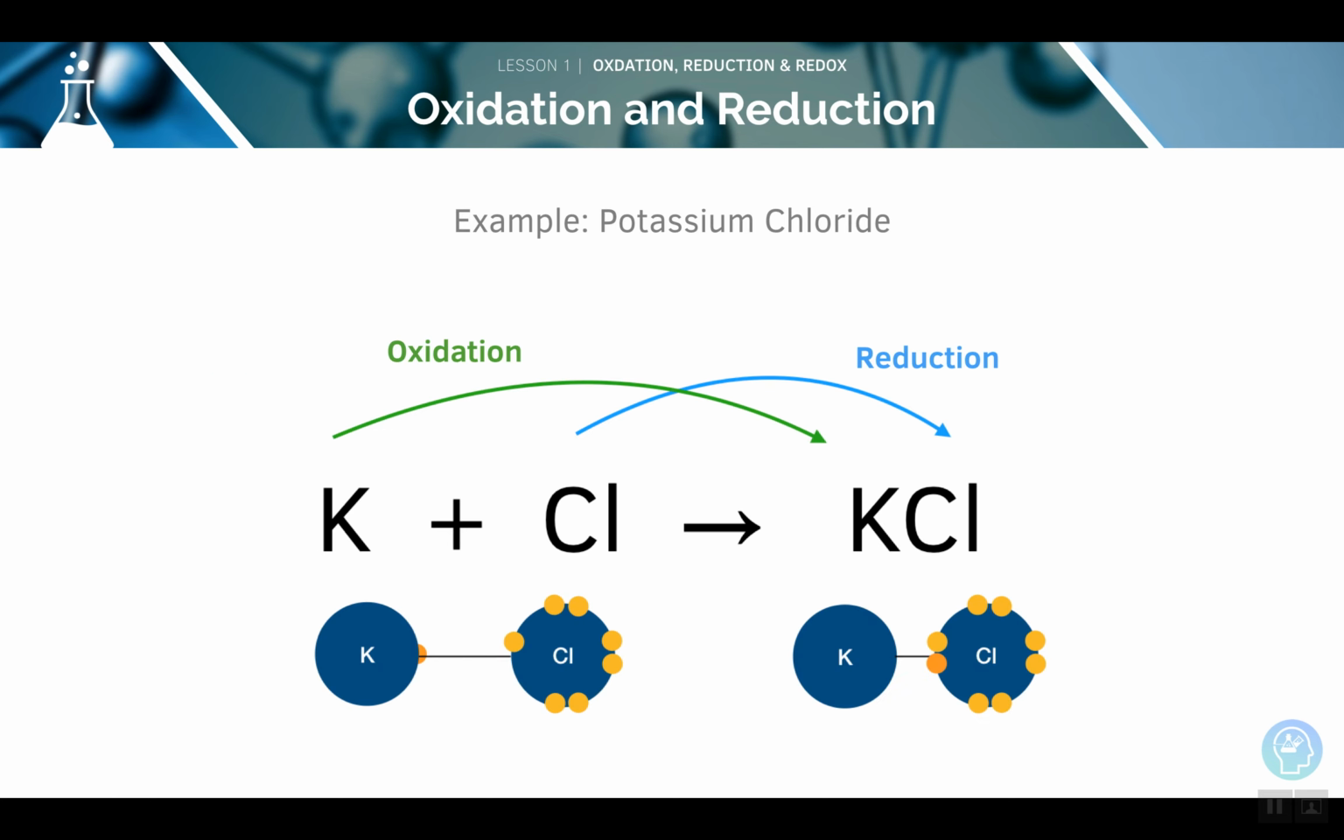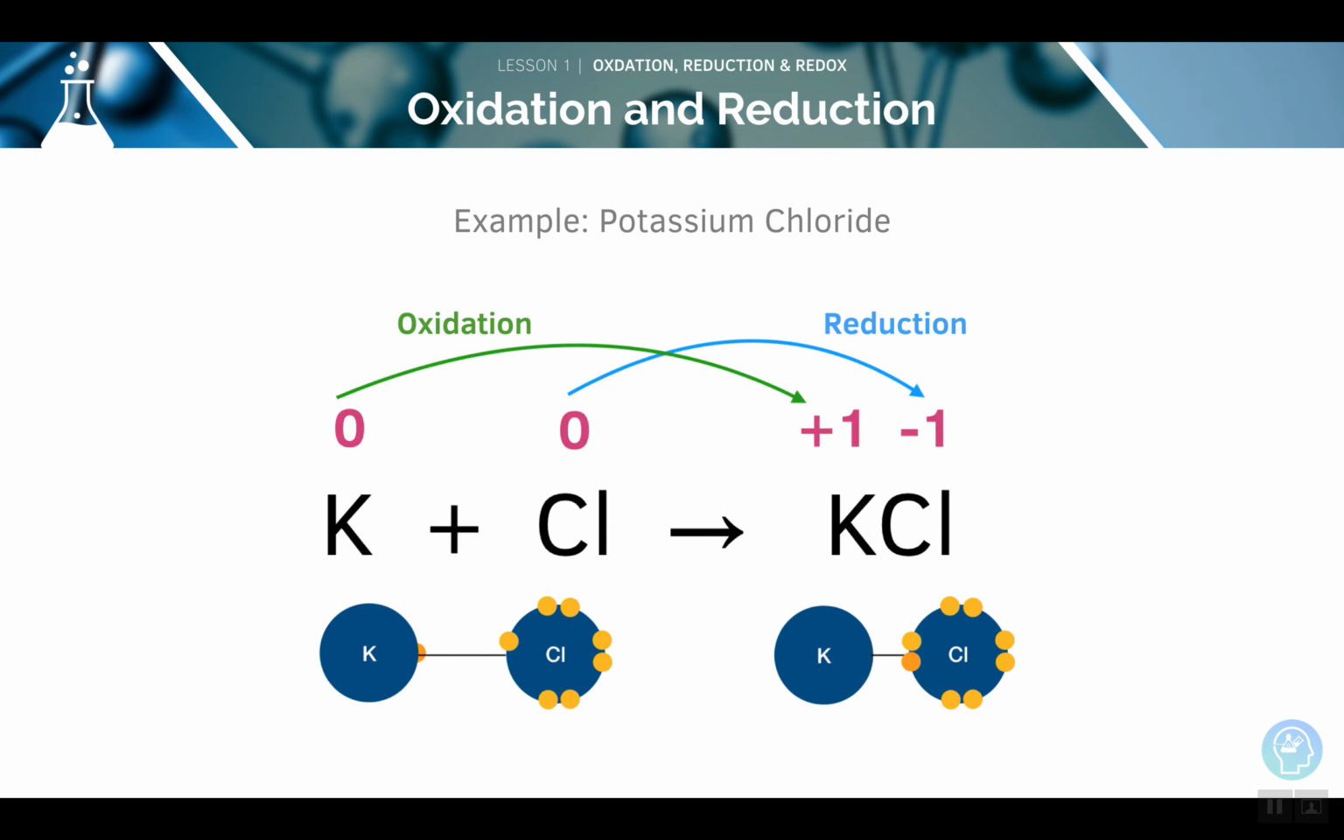In this reaction, the potassium has lost an electron to form a positive K+ ion. Its oxidation number will have increased by 1, whilst the chlorine gained an electron to form a negative Cl- ion. Its oxidation number decreased by 1.